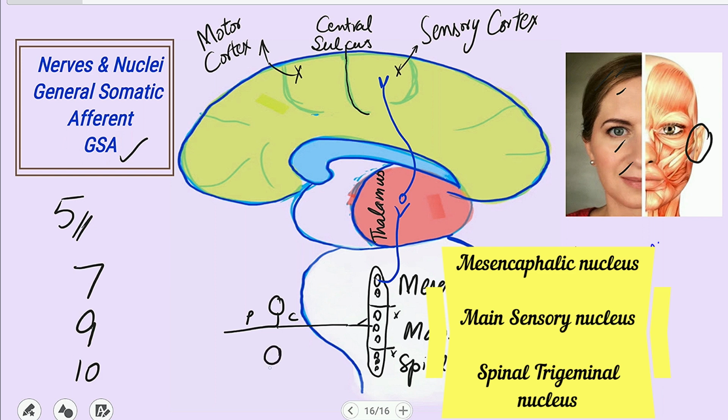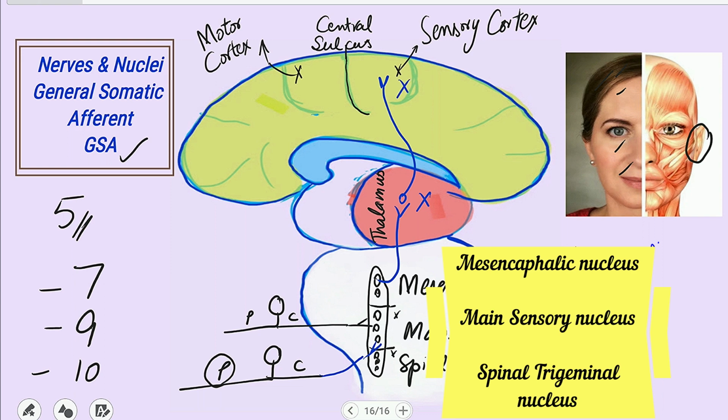The first order neuron is a pseudounipolar neuron with a peripheral process and a central process. The peripheral process will be present in cranial nerve number 7, 9 and 10, and the central process will get access inside the brain, and in the brainstem it will follow the neurons of the fifth cranial nerve. It will synapse with the neuronal cell bodies present in these three nuclei, and the second order neuron will reach the thalamus, will synapse with the third order neuron, and the third order neuron will reach the destination, that is the sensory cortex of the parietal lobe.